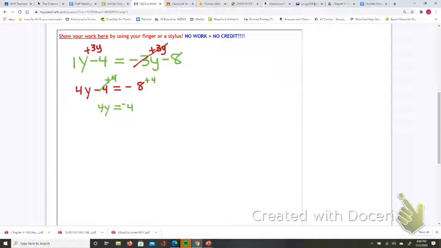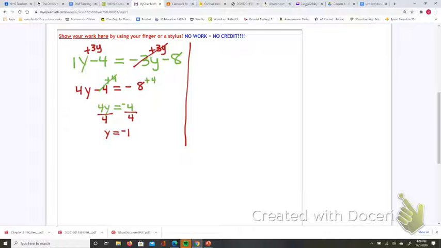Our last step is to undo the multiplication. So we find our variable again, and we find the number that's right next to the variable, and that's 4. Remember that 4y means 4 times y. So the inverse of times is divide. So we divide by 4, divide by 4. 4 divided by 4 is 1y. And then negative 4 divided by 4. A negative divided by a positive is negative. And 4 divided by 4 is 1. So our answer is y equals negative 1.